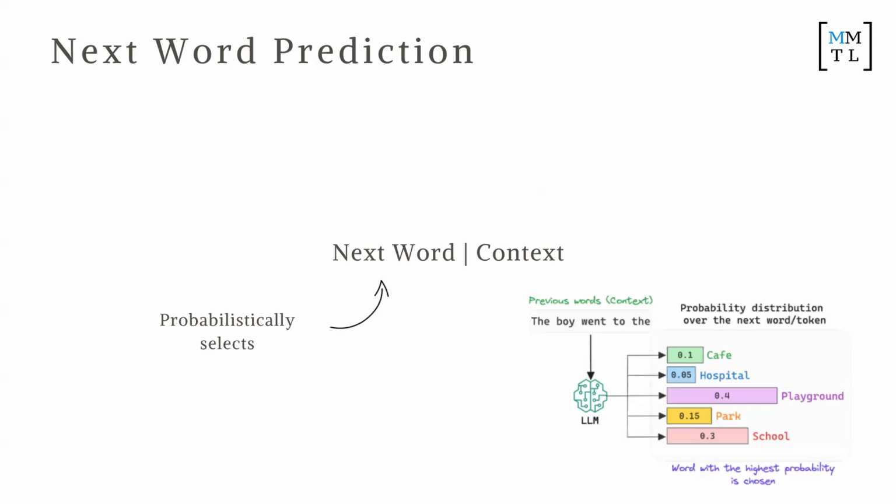Now, next word, it probabilistically selects. So, for example, we have a dummy example there. The boy went to, and then you have a graph, which is maybe the boy went to the cafe, the boy went to the hospital, the boy went to the playground, right? The boy went to the park, and the boy went to the school. And based on what it's seen previously, it might predict, well, the next word is most likely to be playground. Okay, but second most likely is it could be school. Okay, and then it ranks those.